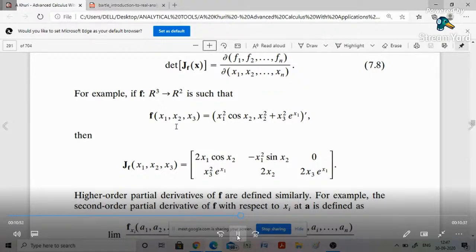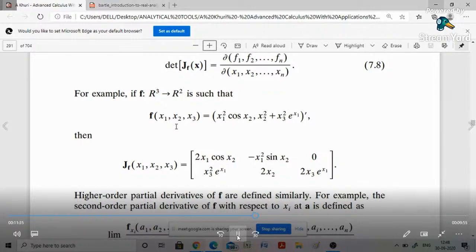So we consider an example, f from R3 to R2, that is f(x1, x2, x3) equal to (x1² cos x2, x2² + x3² e^x1). We can take f1(x) as x1² cos x2, and f2 as x2² + x3² e^x1. So there are two components in the function, f1 and f2. We can take differentiation with respect to x1, x2, x3 for both f1 and f2.